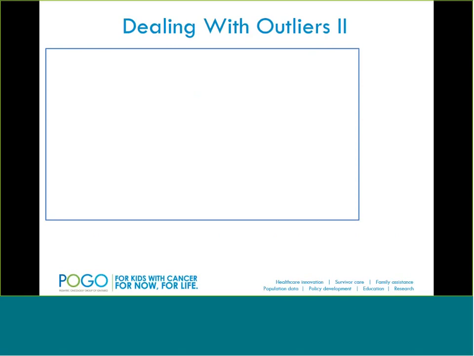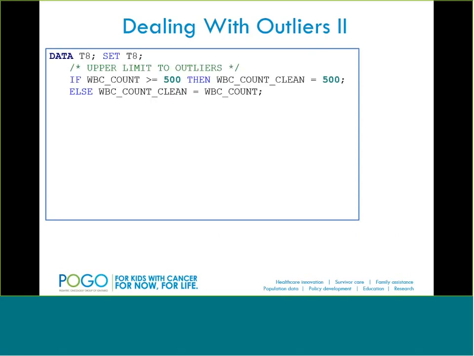So now that we've identified the outliers, let's see how exactly we can clean them. My first scenario here is I want to pretty much assign an upper limit to any outliers that I've identified. So I'm telling SAS, if the white blood cell count is greater than or equal to 500, then I want you to create a new variable called white blood cell count clean and assign it a value of 500. Otherwise, for this new variable, I want you to retain the old white blood cell count variable. Essentially, this creates a cutoff point, so that 720,000 white blood cell count will now, in the clean variable, be equal to 500.